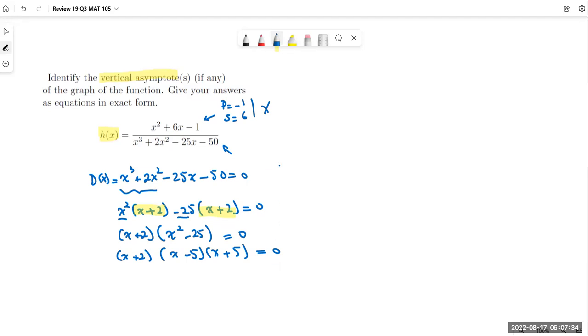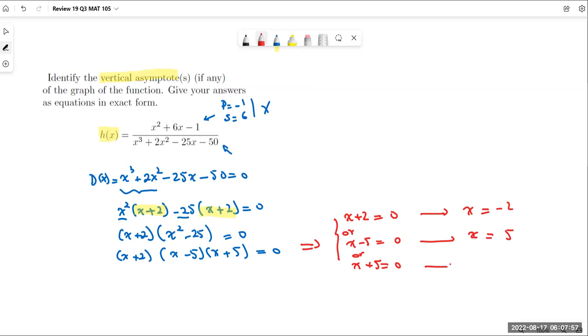The zero factor theorem tells me that each one of them can be 0: x plus 2 is 0, or x minus 5 is 0, or x plus 5 is 0. So the first one gives me x equals minus 2, the second one x equals 5, and the third one x equals minus 5.